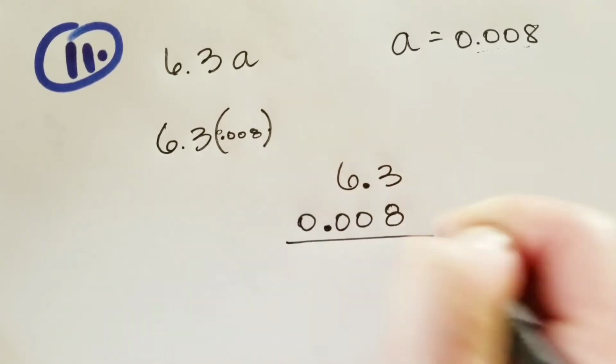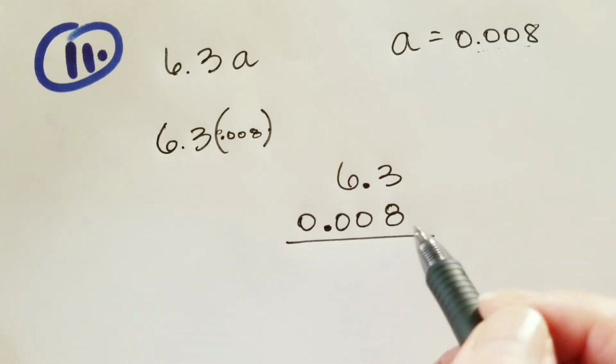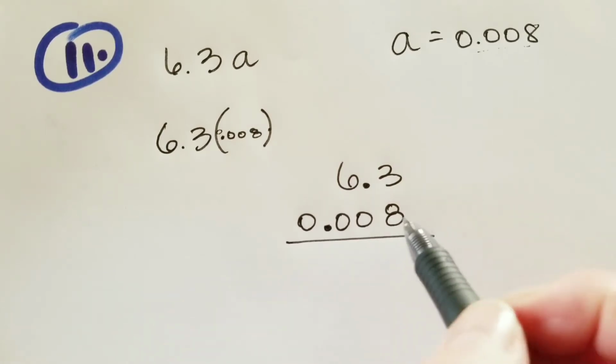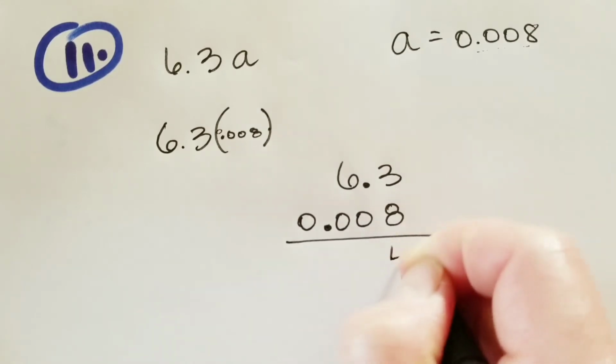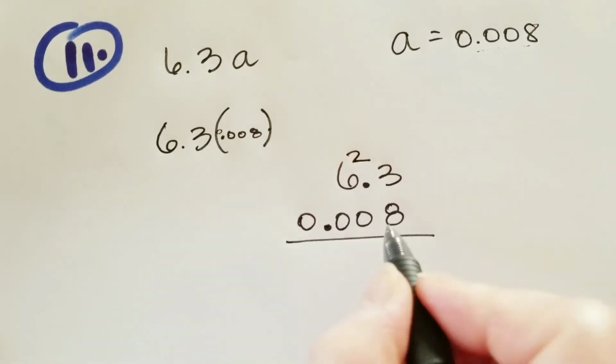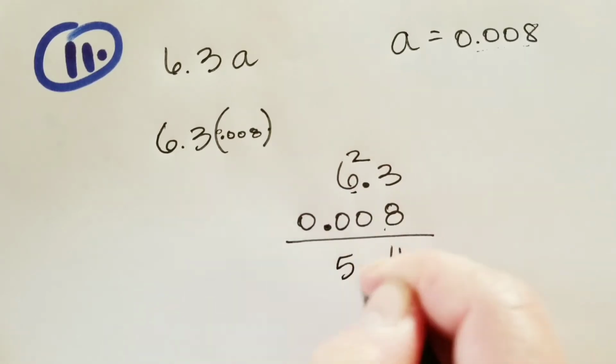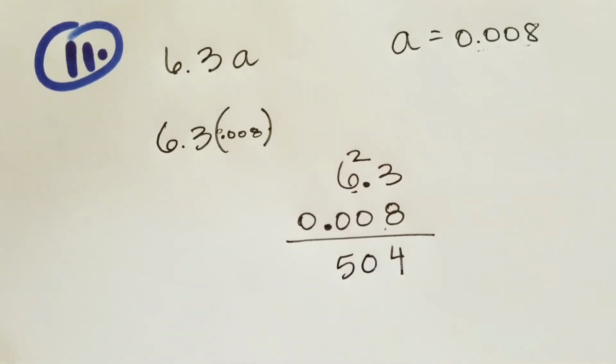Make sure those decimals are in there. And what I want you guys to do here is just go ahead and multiply the 8 times 6.3 first of all. So 8 times 3 is 24. 8 times 6 is 48 plus 2 is 50. So you get 504.